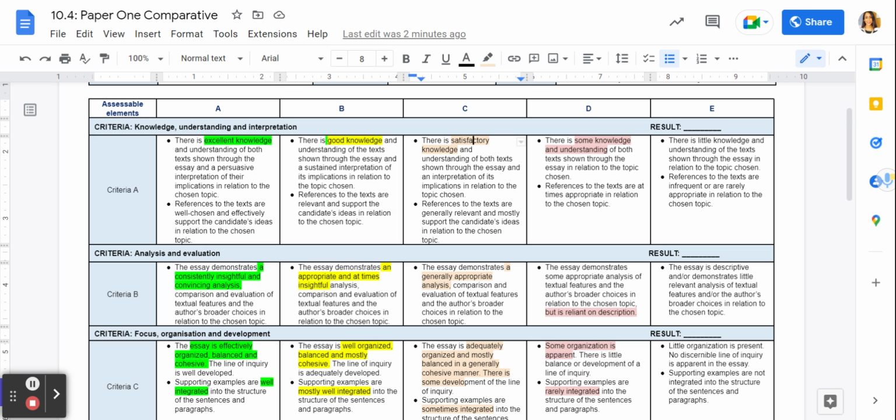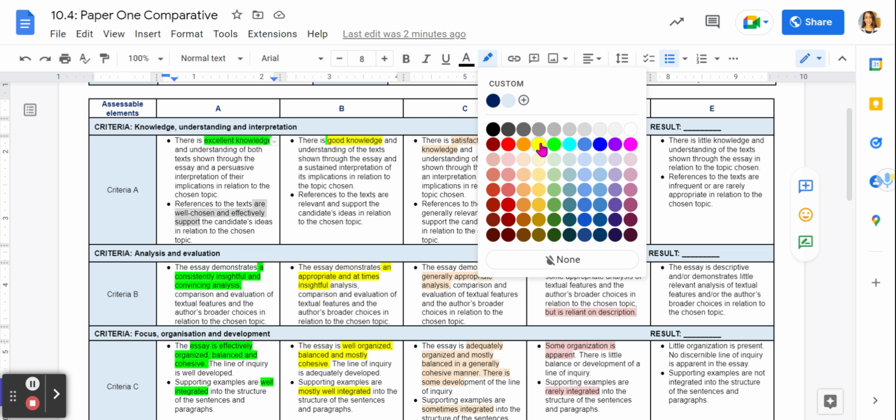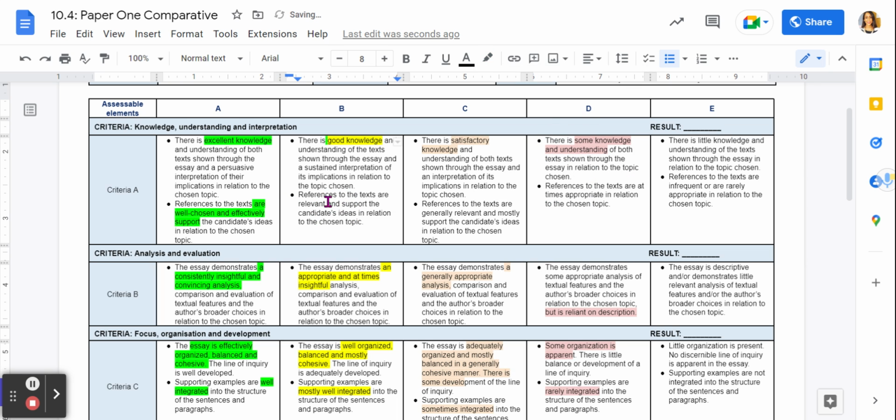So this goes hand in hand with the next aspect of this dimension, where it says references to the text at an A level are well chosen and effectively support the candidate's ideas. At a B level, you can see references to the text are relevant as opposed to well chosen and effectively support. It just says are relevant and support the candidate's ideas. And at a C level, references to the text are generally relevant. At a D level, if you've got a reference to the text that isn't quite relevant or perhaps is an inappropriate piece of evidence that you've chosen from the text, it is possible also to be marked lower for this second dimension.